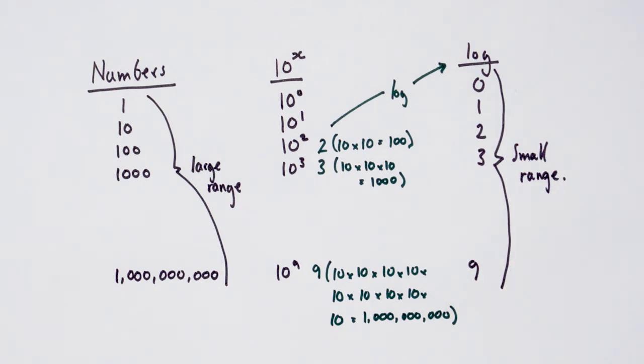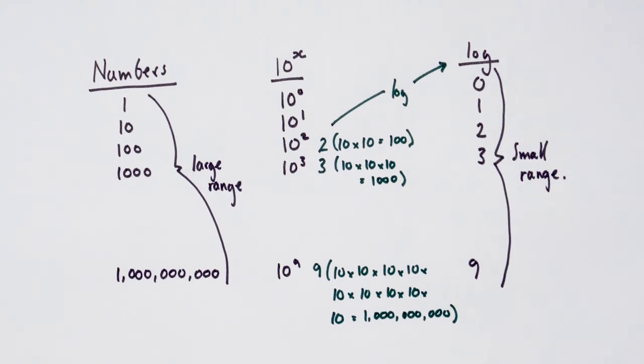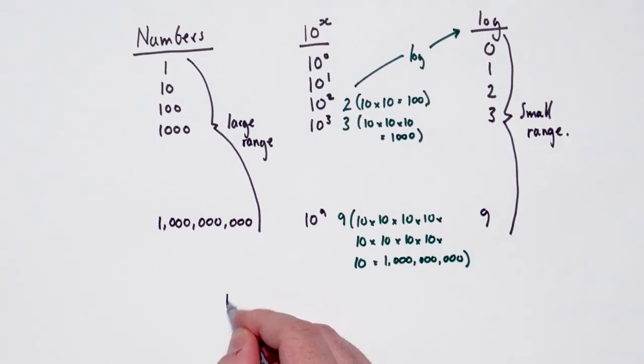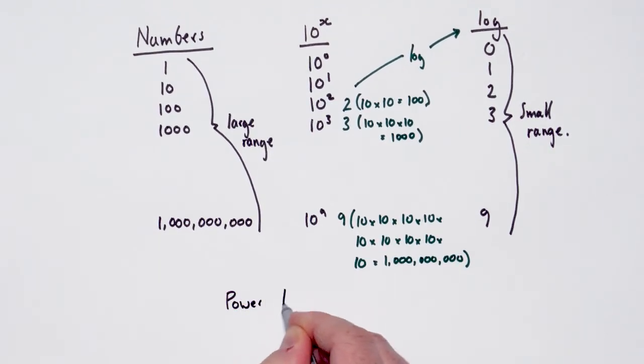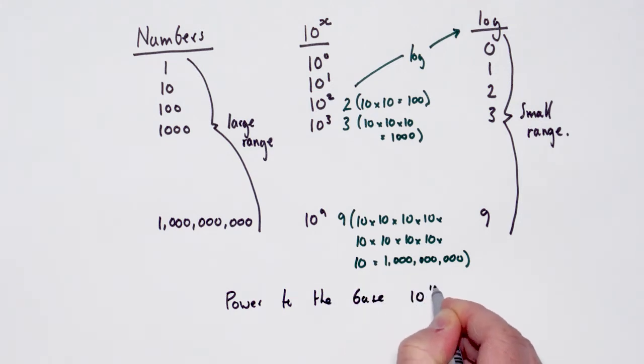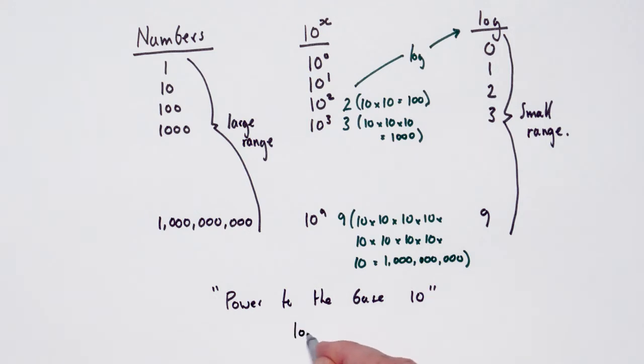So in this example, I use 10 as our reference number, and that's what we call the base. We say that this is power to the base 10. So I'm saying I am looking at a base number, 10, to create a new logarithmic scale, often referred to as log 10.